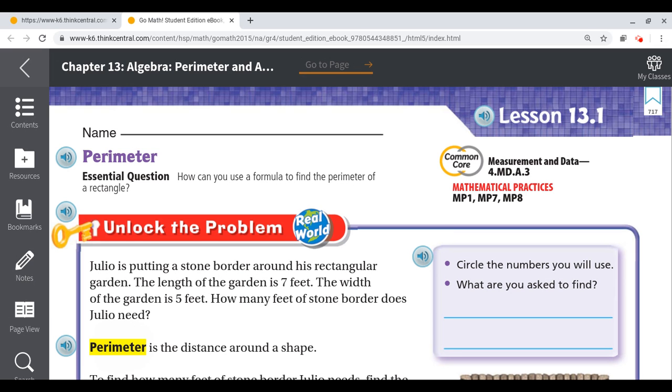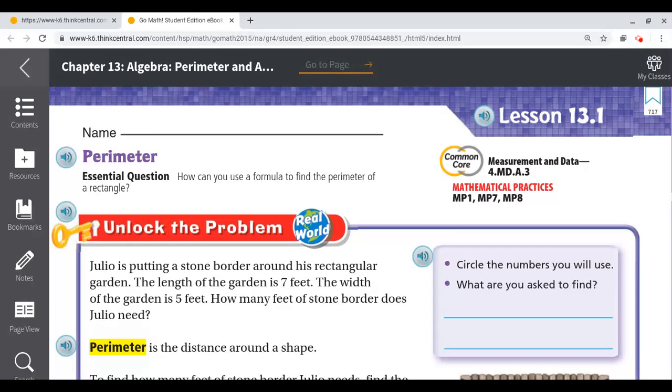Okay. The problem says we're working with perimeter. Julio is putting a stone border around his rectangular garden. The length of the garden is 7 feet. The width of the garden is 5 feet. How many feet of the stone border does Julio need? Perimeter is the distance around the shape. To find how many feet of stone border Julio needs, find the perimeter of the garden. So you use addition to find perimeter.